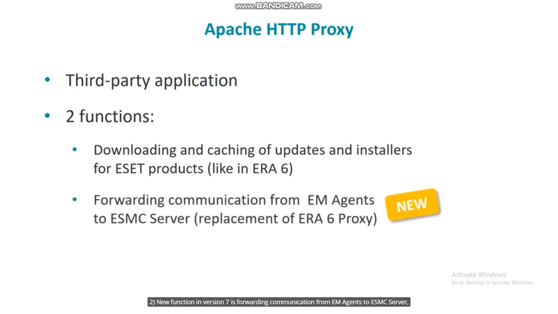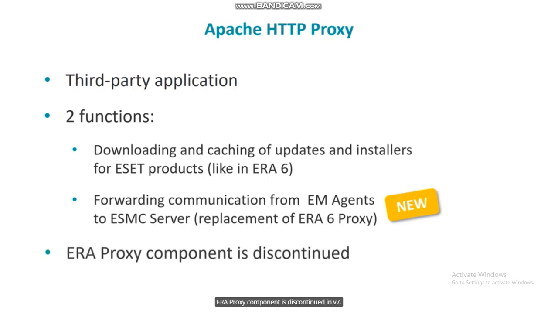A new function in version 7 is forwarding communication from EM agents to the ESMC server, when the direct connection is not possible. To enable this function, HTTP proxy requires correct configuration. The ERA proxy component is discontinued in version 7. HTTP proxy replaces the communication forwarding functionality of ERA proxy.